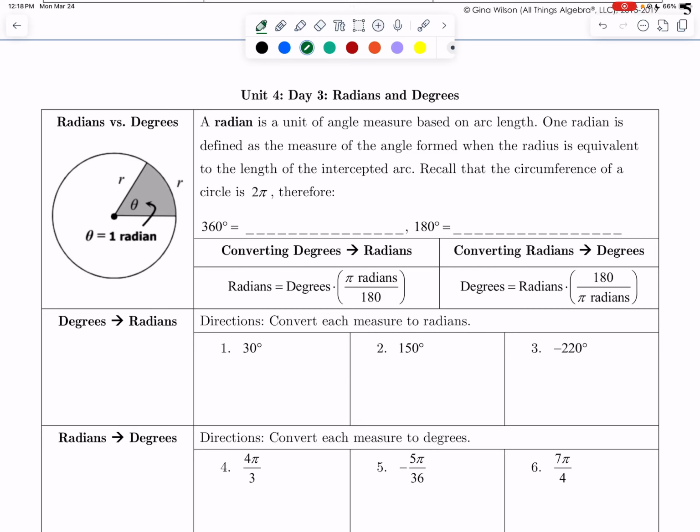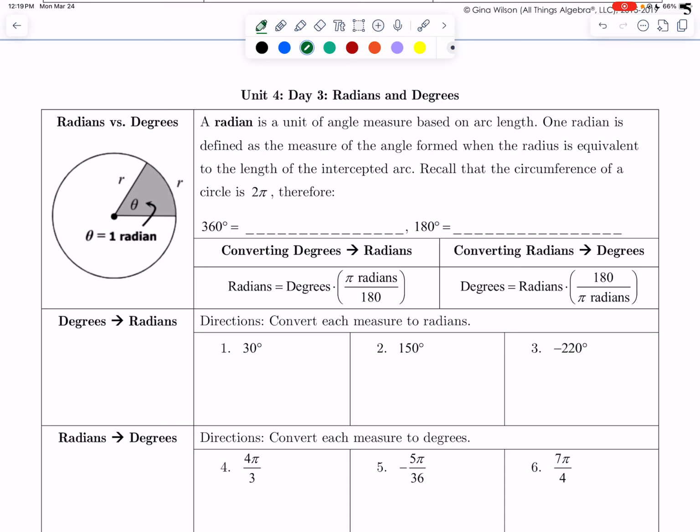Alrighty, in this lesson we are going to be talking about radians and degrees. A radian is a unit of angle measure based on arc length. 1 radian is defined as the measure of the angle formed when the radius is equivalent to the length of the intercepted arc. And remember that the circumference of a circle is 2 pi.